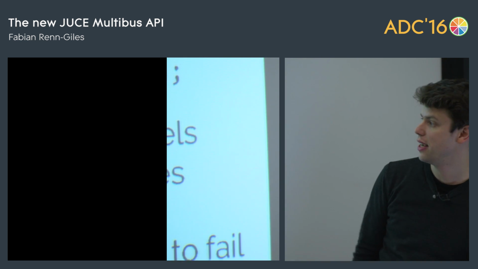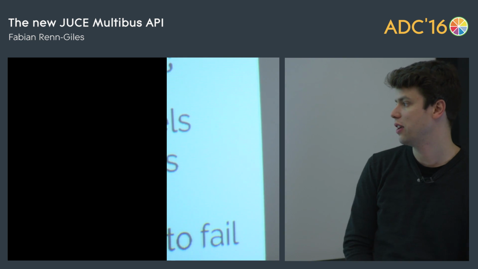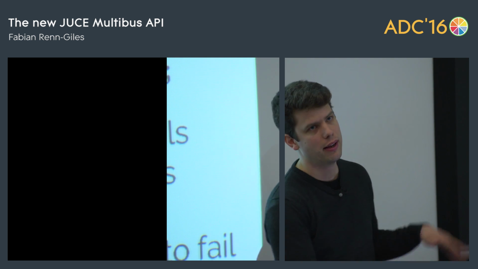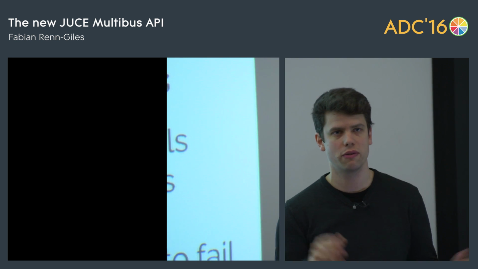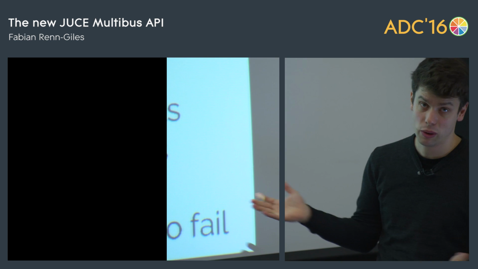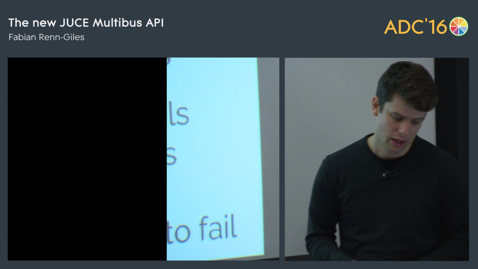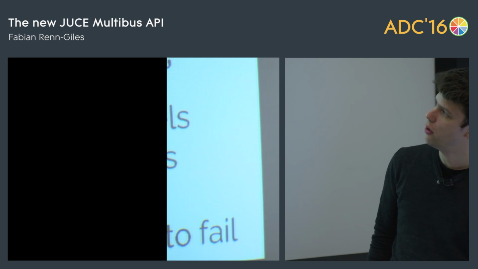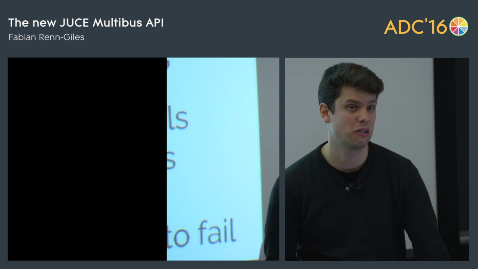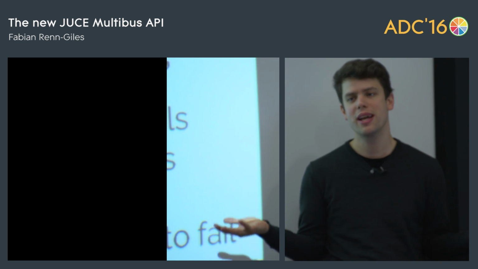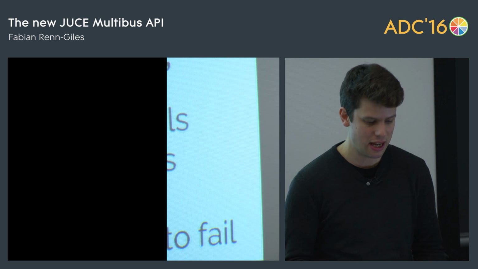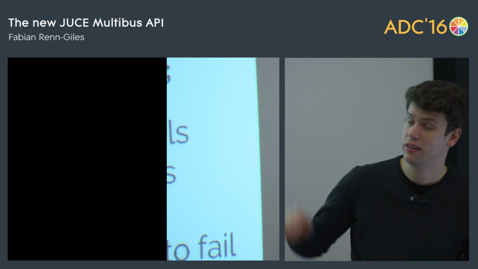So that's where the limitations are. You can only set the total number of channels. There's no way to say, hey, I want stereo on bus 1 and I want quadraphonic on bus 2. There's no layout information, it's just numbers. And maybe the worst of all, there was no way for setPlayConfigDetails to fail. So there was no way in the old API to see if this was actually supported.